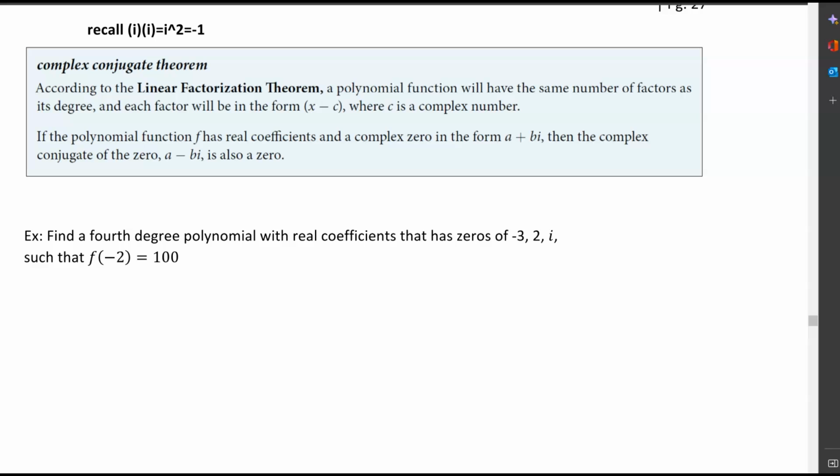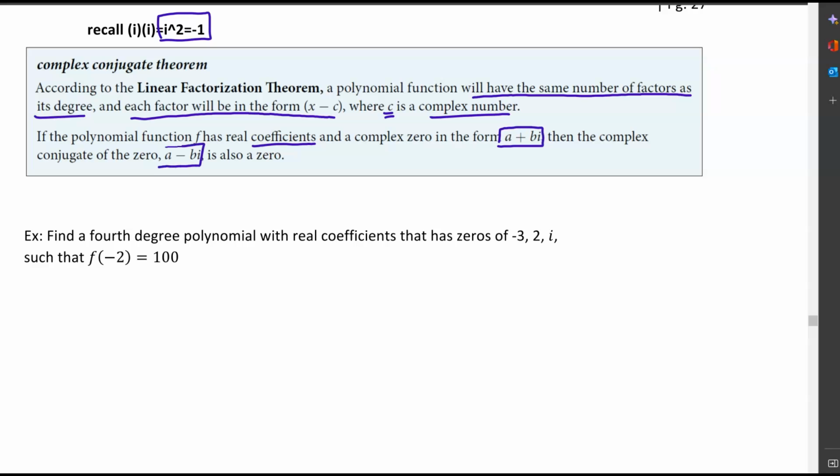Remember that when we're looking at complex conjugates, we do have that i squared is equal to negative 1. We did this it sounds like a while ago now. Complex conjugates, right? So according to the linear factorization theorem, a polynomial function will have the same number of factors as its degree, and each factor will be in the form of x minus c, where c is a complex number. So if the polynomial function f has real coefficients and a complex zero in the form of a plus bi, then the complex conjugate a minus bi is also a zero.